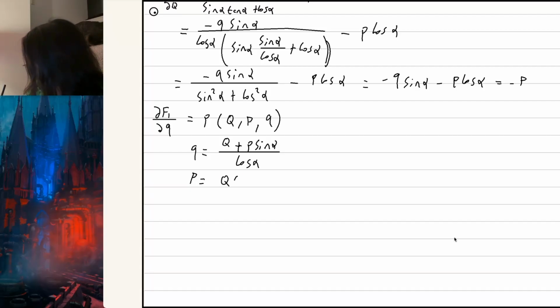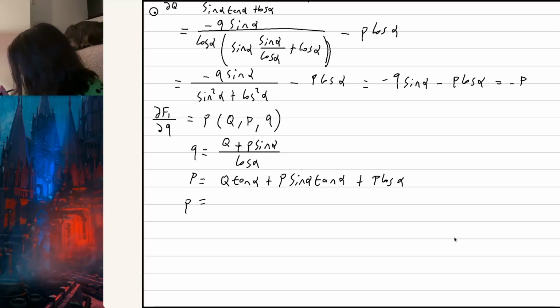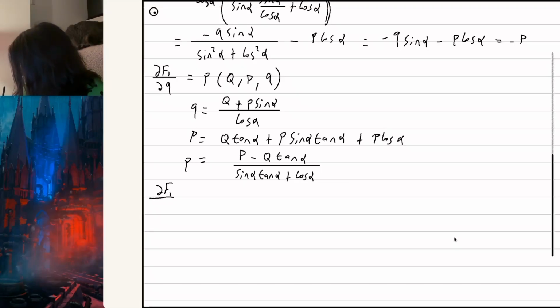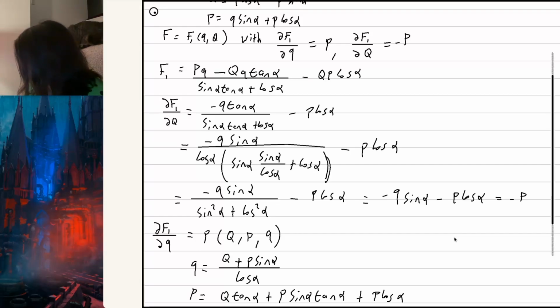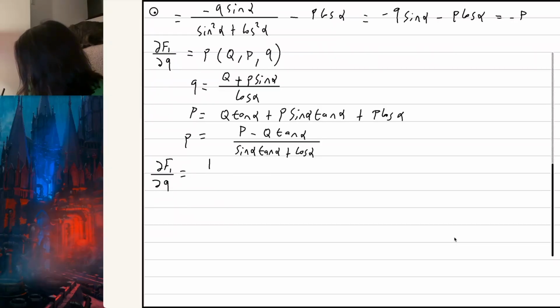Big P is equal to Q tangent alpha plus little p sine alpha tangent alpha plus p cosine alpha, and then solve for little p, which is going to be big P minus q tangent alpha divided by sine alpha tangent alpha plus cosine alpha. That looks familiar. So looking back at our generating function, taking the partial derivative with respect to q, we'll just have us getting exactly this.